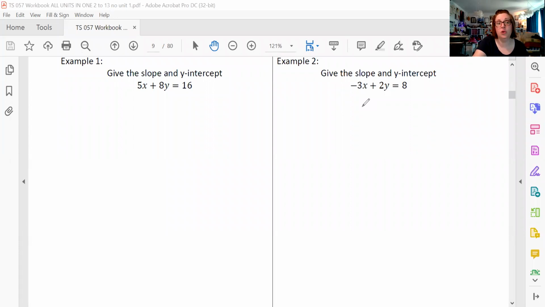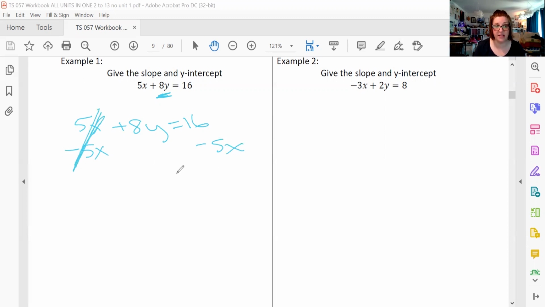Example 1 says, give the slope and the y-intercept of 5x plus 8y equals 16. And again, we need to solve for y. So we're going to do a lot of manipulating to this equation like we did in Unit 7. We're going to end up moving some things around because we need to know what y equals. Since I'm moving this guy away from y, he needs to cross the equal sign. I'm going to do the opposite. It's a positive 5x, so I'm going to subtract it.